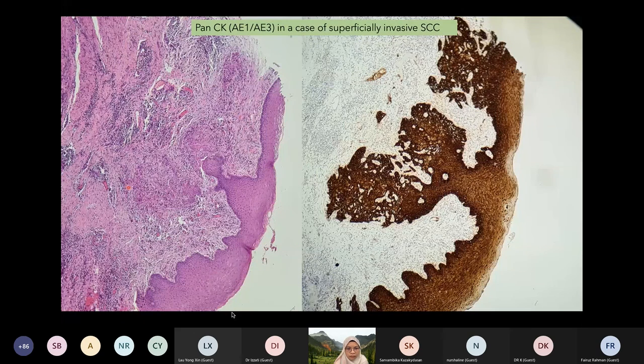In this one suspicious area, we were not quite sure whether it's actually a cross-section or a true invasion, because the severe inflammation kind of masks the appearance of this area. So when we stain with pan-cytokeratin or AE1/AE3, it highlights the tumor, and it also shows that a few of the tumor islands have already separated and gone into the connective tissue. So this is a case of superficially invasive squamous cell carcinoma.